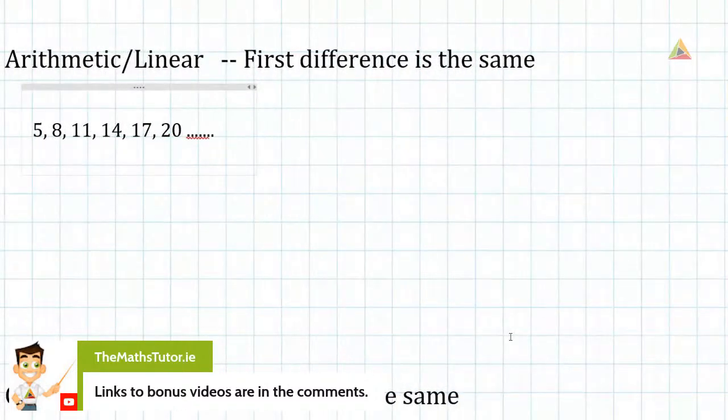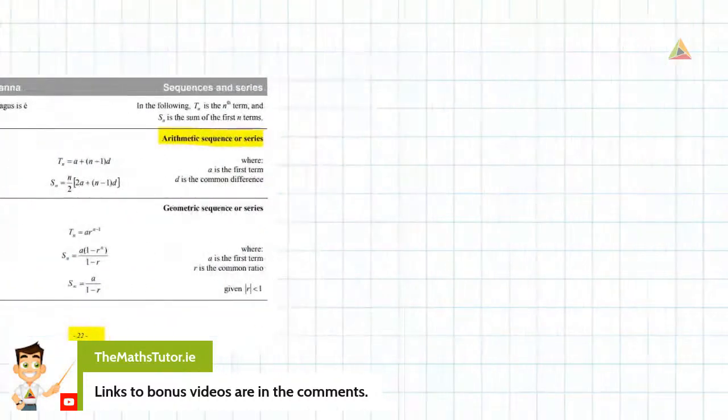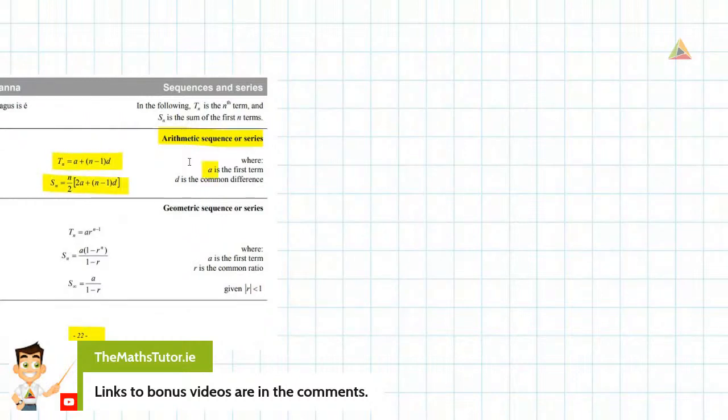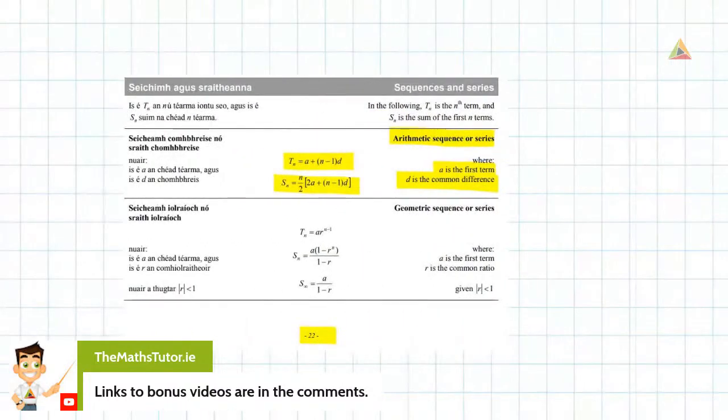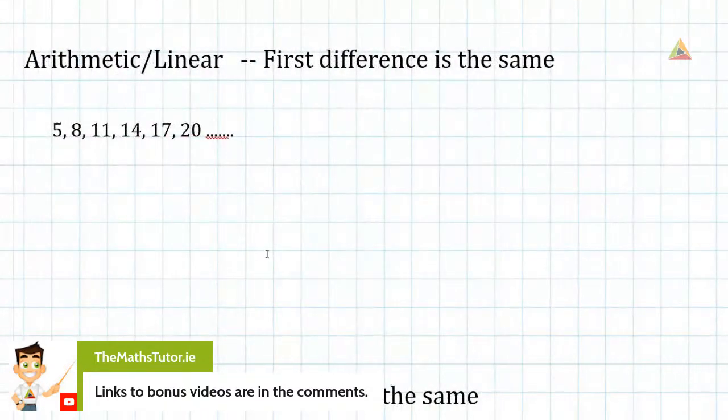So here, on page 22, I can see that we have our formula for arithmetic sequences and series. We're going to have a formula for something called the Tn and the Sn, where it says A is the first term and D is the common difference. And that's the first thing that we're going to be looking for here: what is this common difference, or what do we mean by a common difference. So we're going to look at a couple of these sequences, and we're going to determine what kind of sequence they are. So the first sequence we have here says 5, 8, 11, 14, 17, 20.